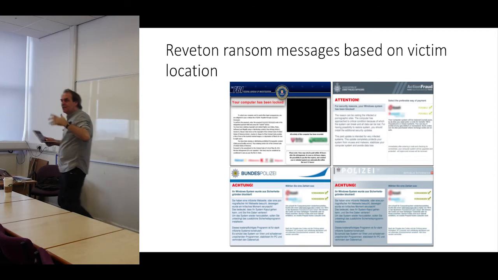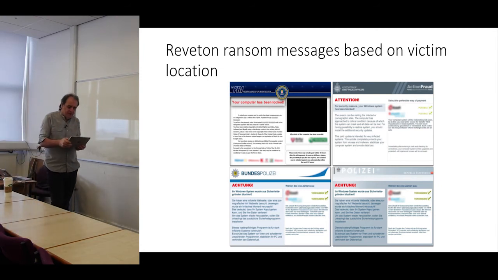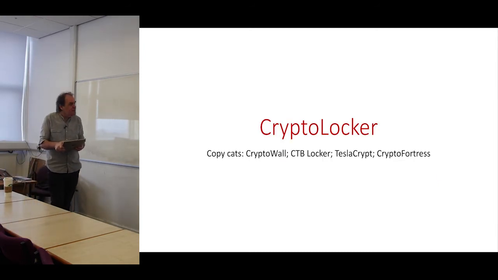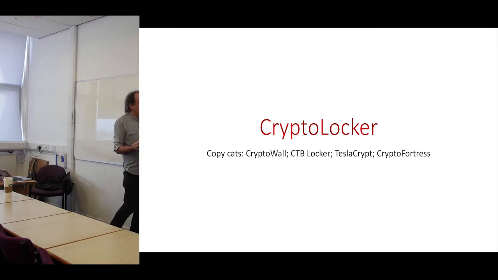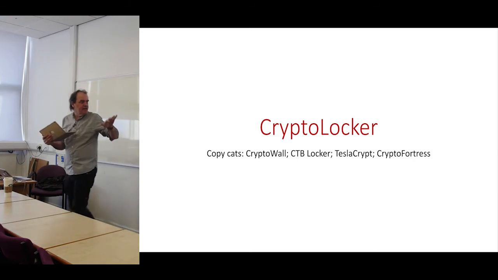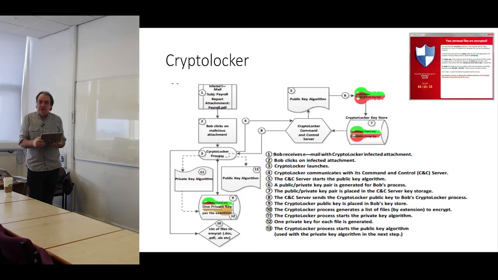So in the UK, you'll see the Met Police and the Queen and so on, where in other places it tended to be focused on the law enforcement within that area. So CryptoLocker was probably the first big serious ransomware. CryptoWall, CBLocker, Tesla, CryptoFortress were all based on CryptoLocker.